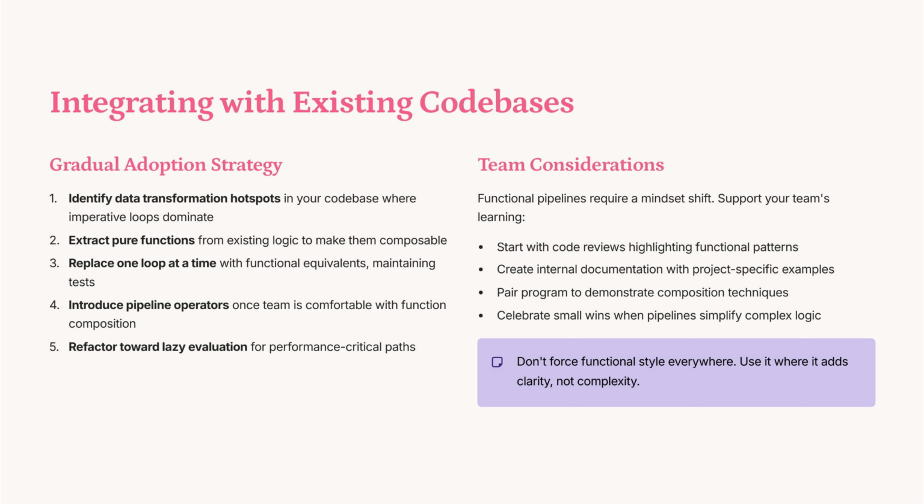Identify transformation hotspots dominated by loops. Extract pure functions for composability. Gradually replace loops with functional equivalents, ensuring tests are maintained. Introduce pipeline operators as comfort grows. Refactor for lazy evaluation in performance-critical paths. Support team learning through code reviews, documentation, and pair programming. Celebrate simplification successes, applying functional style where it enhances clarity.